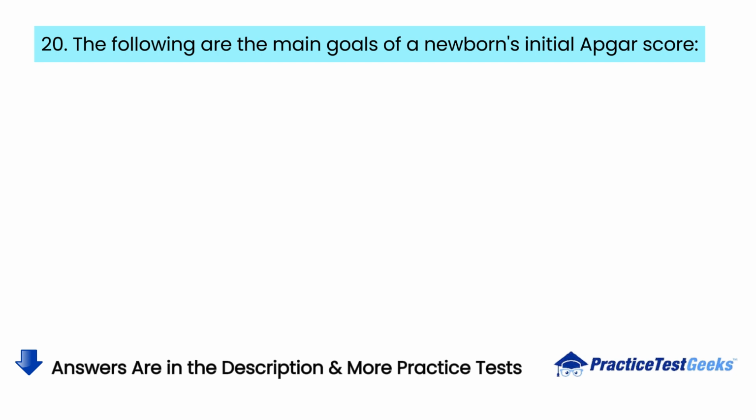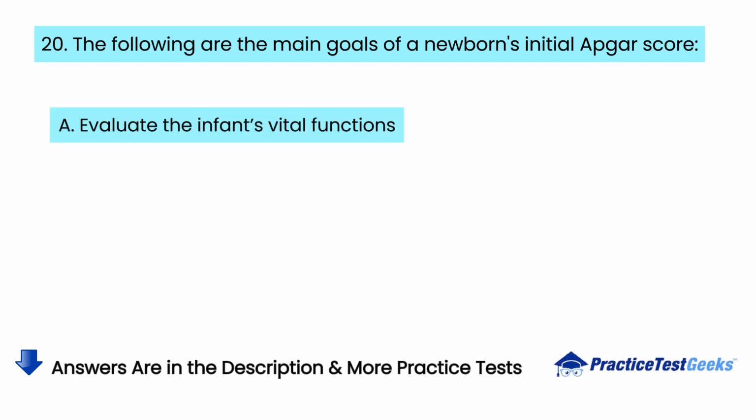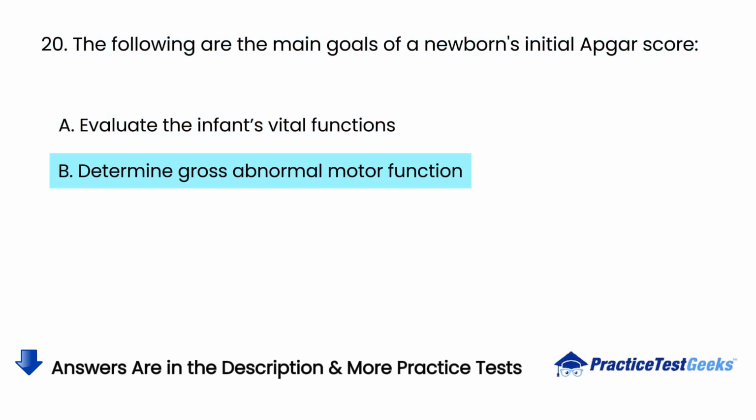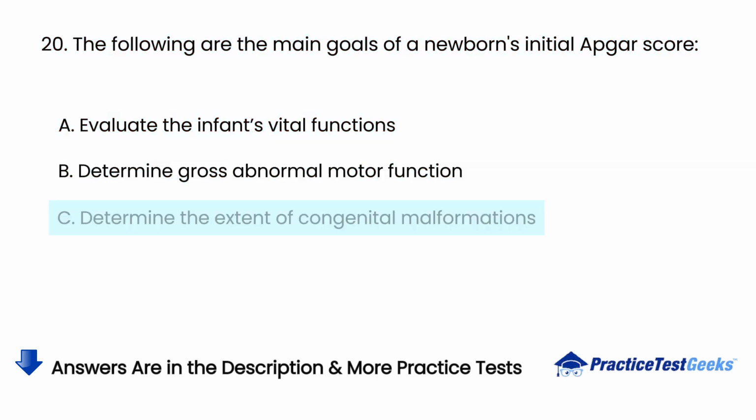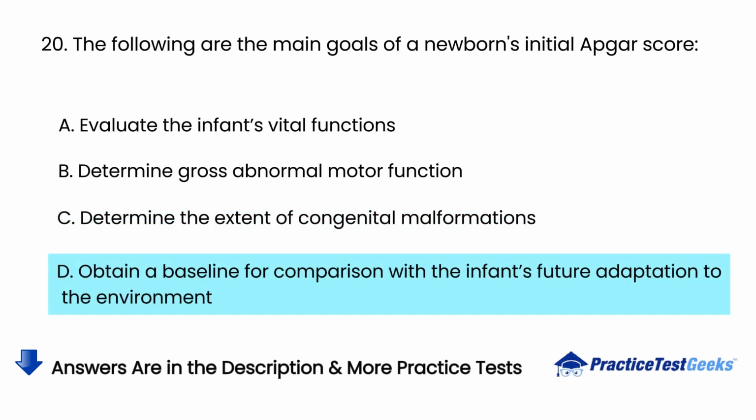The following are the main goals of a newborn's initial APGAR score. A. Evaluate the infant's vital functions. B. Determine gross abnormal motor function. C. Determine the extent of congenital malformations. D. Obtain a baseline for comparison with the infant's future adaptation to the environment.